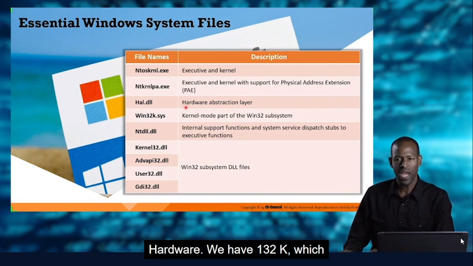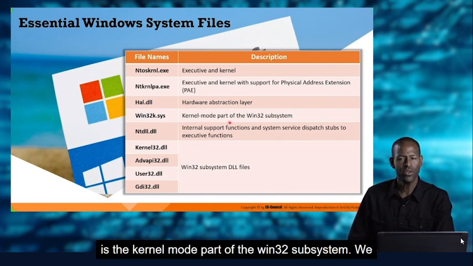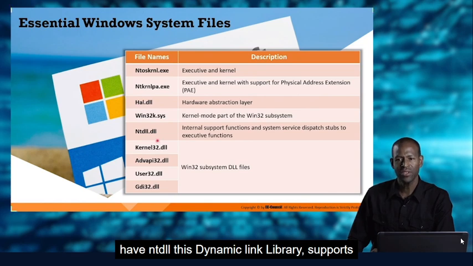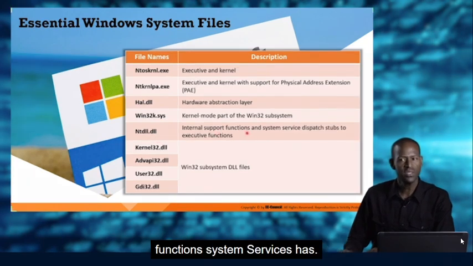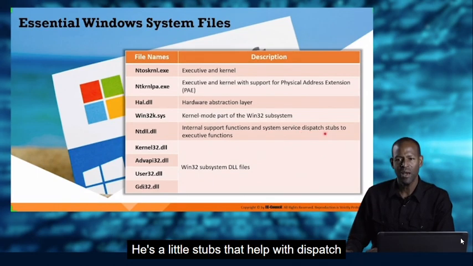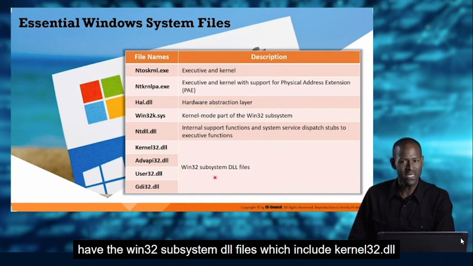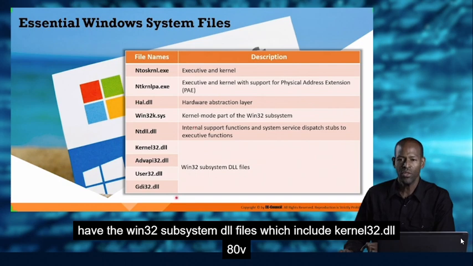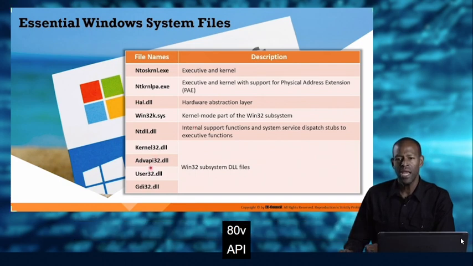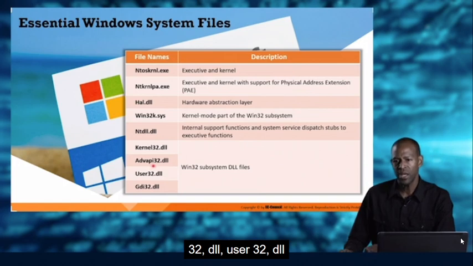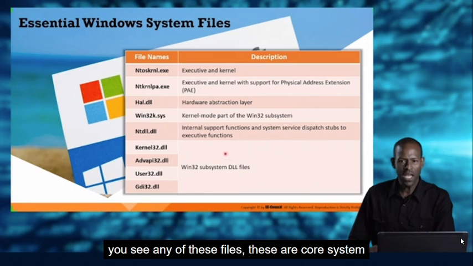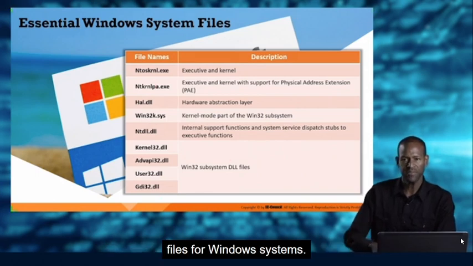We have Win32K, which is the kernel mode part of the Win32 subsystem. We have NTDLL, this dynamic link library, supports functions, system services, has these little stubs that help with dispatch of these executive functions. And then we have the Win32 subsystem DLL files, which include kernel32.dll, advapi32.dll, user32.dll, and gdi32.dll. So if you see any of these files, these are core system files for Windows systems.